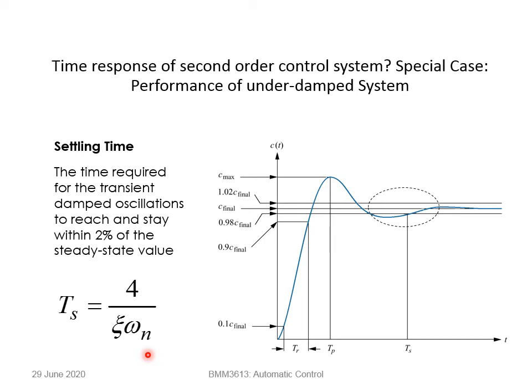And we also have a formula to calculate it. The formula is settling time equals 4 over zeta omega n, where zeta is the damping ratio and omega n is the natural frequency.